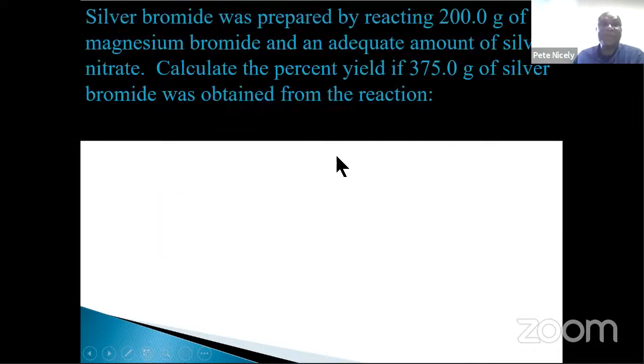So here is an example. Let me bring this down here so that you can see this question. It says silver bromide was prepared by reacting 200 grams of magnesium bromide with an adequate amount of silver nitrate. Calculate the percent yield if 375 grams of silver bromide was obtained from the reaction. Okay, so the way I would do this is, and I think we had the equation for this already.